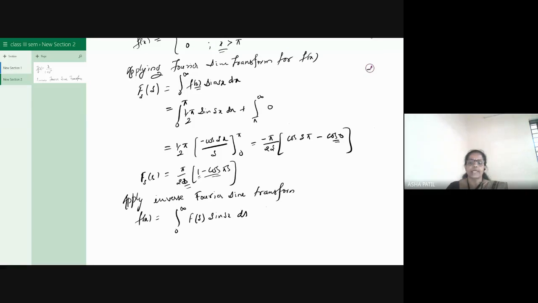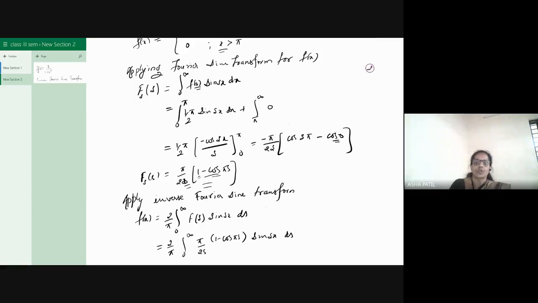What's the constant to be multiplied outside the integral sign? 2 by pi. Yes, 2 by pi. For Fourier transform, it is 1 by 2 pi. Sine and cosine will be multiplied by 2 by pi. Integration from 0 to infinity, f of s sin sx. So it is 2 by pi, integration from 0 to infinity. Let us substitute the function f of s. It is pi divided by 2s into 1 minus cos pi s into we have sin sx ds.